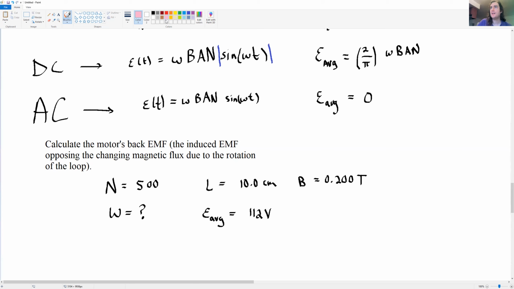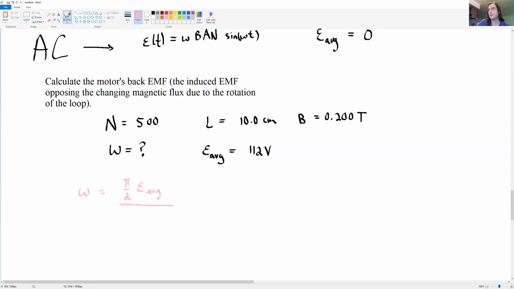Step number 1, identify the equation that we want to use here. We want to use this one: average EMF is 2 over pi times omega B A N. Solving for omega, I have pi over 2 times the average EMF, and I'm going to end up dividing this by B A N. Writing it a little bit neater, I have this. Go ahead and write your answers in chat if you're quick enough to beat me to it.